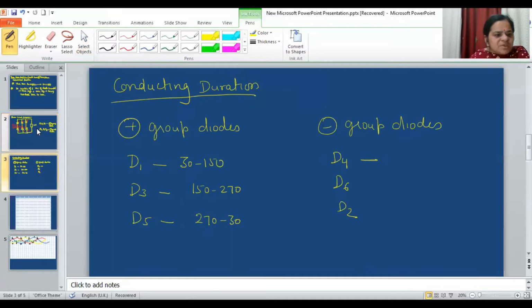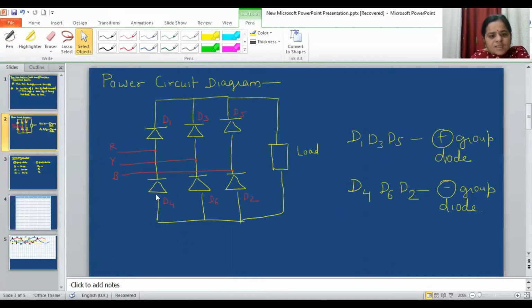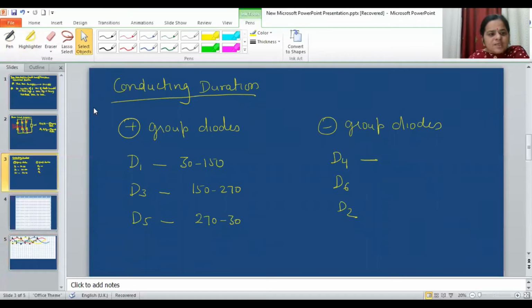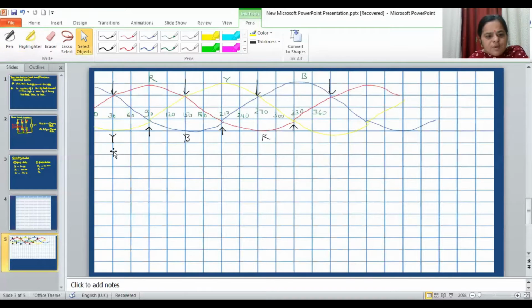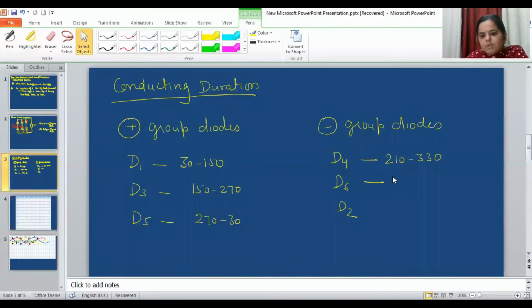So from the R phase, which diode is connected? That is D4 in the negative group. So D4 is going to be forward biased between 210 to 330. D6 is connected to the Y phase, and you can see the Y phase is maximum negative between 30 to 90. So it will be 30 to 90. So here I am going to get 330 to 90, and here 90 to 210.